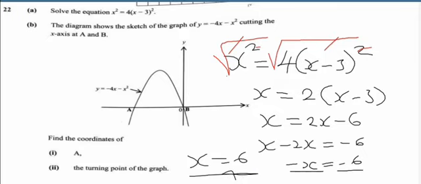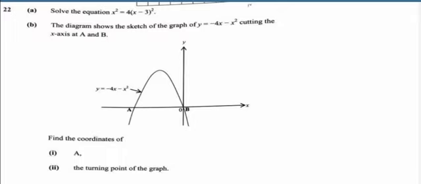Let's answer question B. B is saying the diagram shows the sketch of the graph of y is equal to negative 4x minus x to the power 2, cutting the x-axis at A and B. So we have the curve, which is this one here. Now what you need to know here is that the x-axis has two sides, the positive side and also the negative side. And at this point here, that is the origin, which is (0, 0). So B is (0, 0). That is one thing that you need to understand.